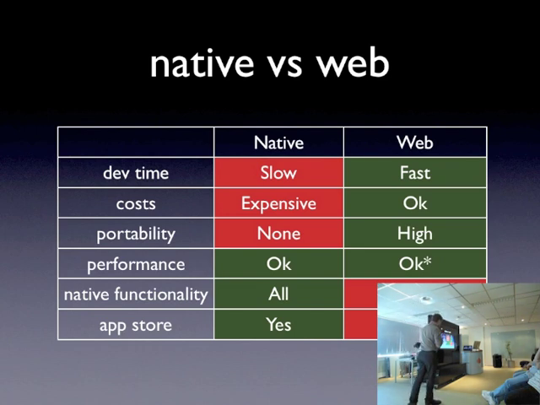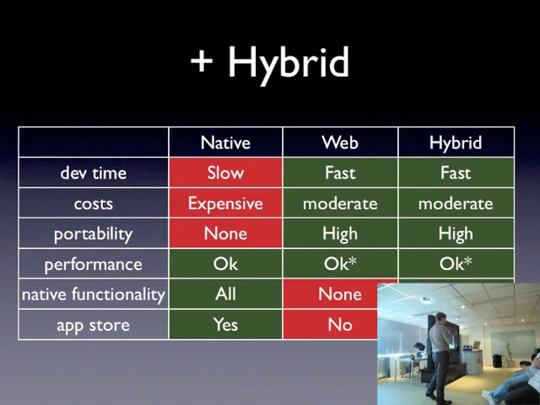You get no native functionality at all, so no access to the contact address book, to the file system, something like that. And you certainly can't be in any app stores. If you put PhoneGap into the mix, this suddenly changes, because PhoneGap is something called a hybrid. It's a web app, and it's a native app as well. So basically, you have the best of both worlds.